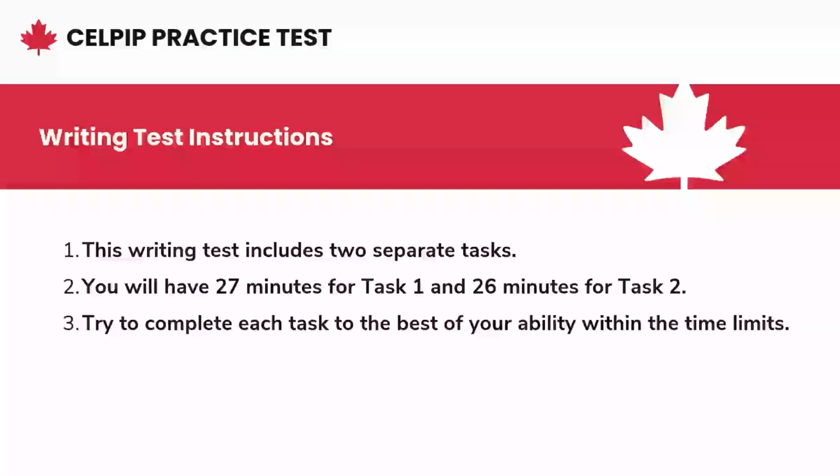Writing test instructions. This writing test includes two separate tasks. You will have 27 minutes for task 1 and 26 minutes for task 2. Try to complete each task to the best of your ability within the time limits.